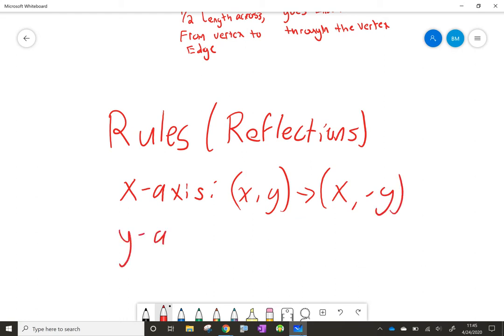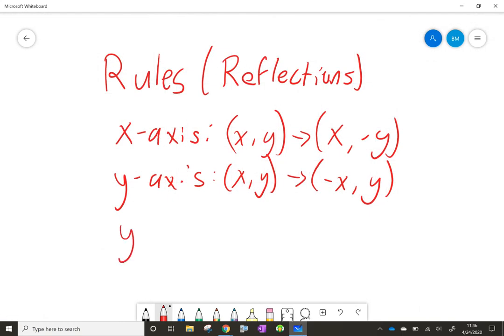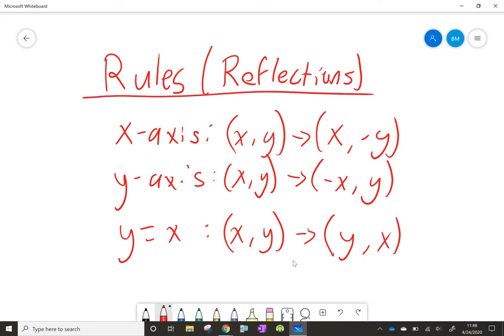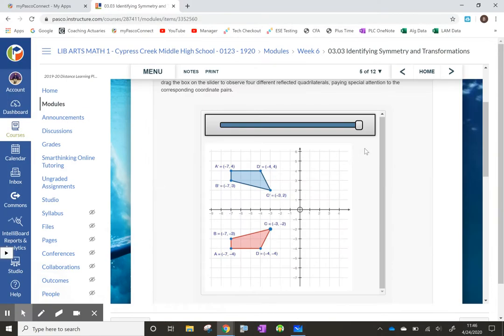If you flip over the y-axis, our rule was our point changed to negative x, positive y. So it was the opposite x but the same y. And then when we reflect across y equals x, we had the rule where they just flipped around. They switched from xy to yx. The points reversed. We've done this in the past. This is not new to you. We've talked about those same rules before. We're also going to do them again. So that's for reflections. I believe next step is going to be rotations.